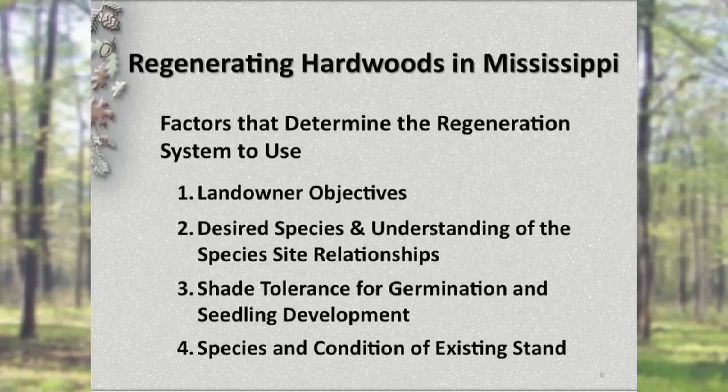The most important factor is what are the landowner's objectives? Secondly, what are the desired species that we'd like to have? And then understanding, can these desired species actually grow on this particular site? That's where we get into the species-site relationships. Thirdly, we look at shade tolerance for both germinating the seedlings as well as seedling development as we move them into a more sapling stage. And finally, we have to really match the species and the condition of the existing stand to those particular sites.